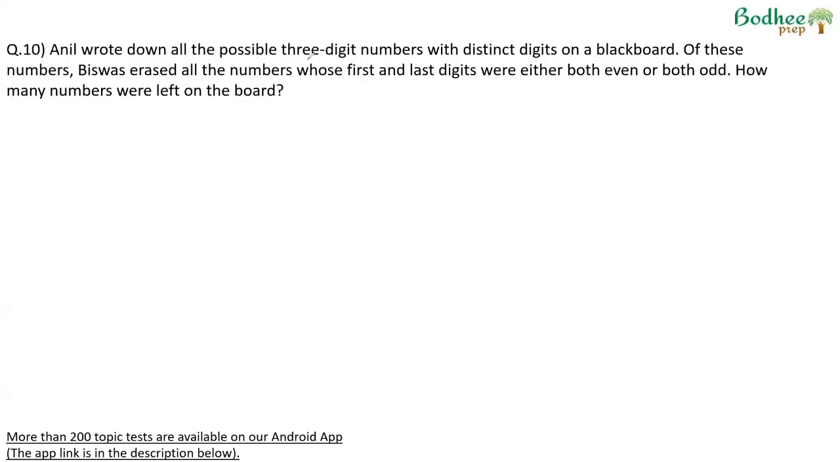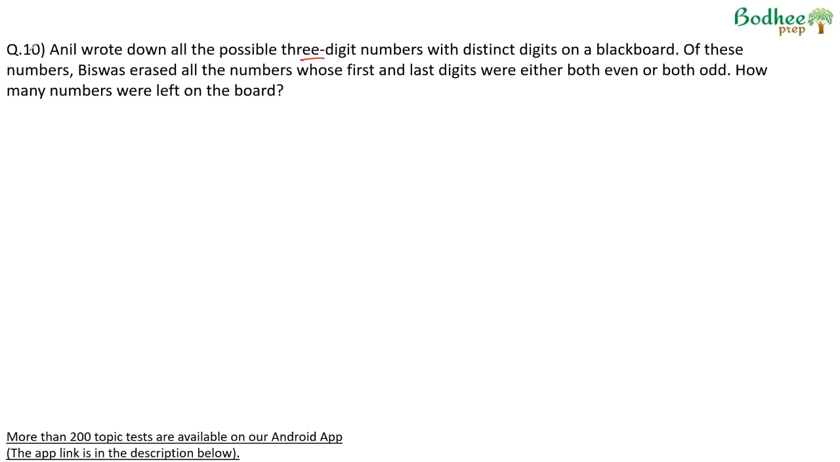Anil wrote down all the possible 3-digit numbers with distinct digits on the blackboard. Of these numbers, Viswas erased all the numbers whose first and last digits were either both even or both odd. How many numbers were left on the board?